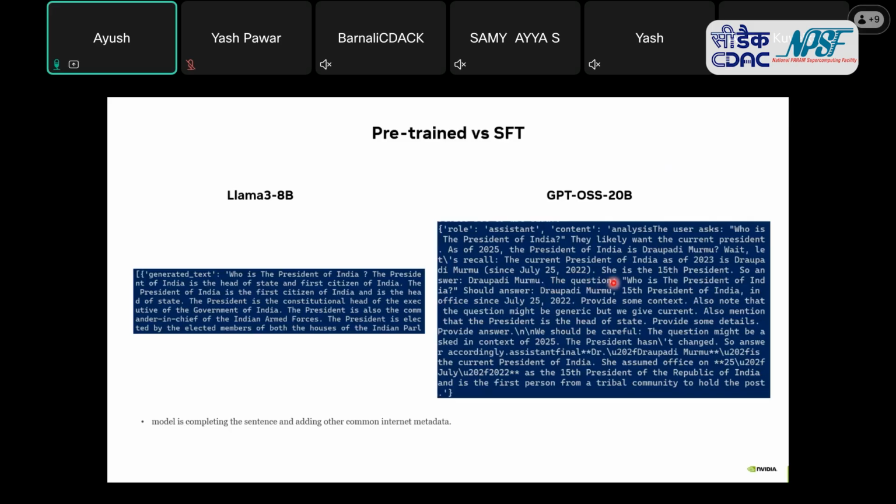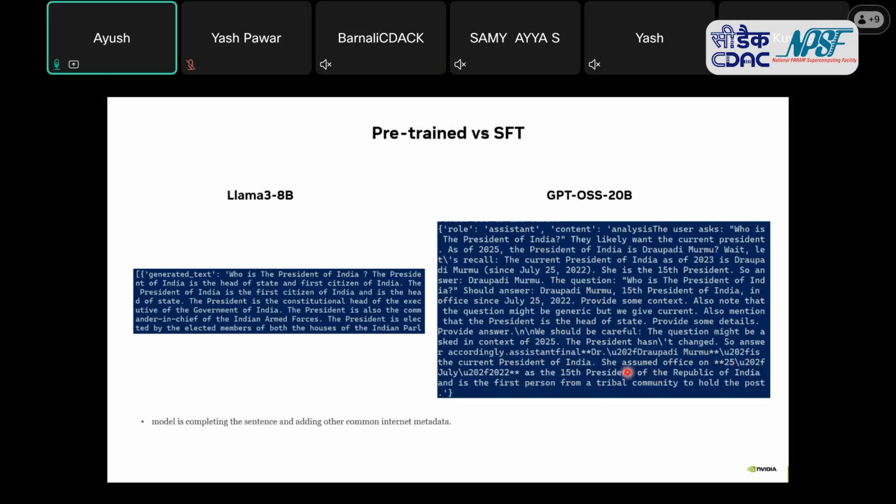So the question is, who is the president of India? Should answer Draupadi Murmu, etc. Provide some details, and at a later point of time, I think it provided me the answer. So answer accordingly, final. So yeah, from here the answer starts. Draupadi Murmu is the current president of India. She assumed office on July 25, 2022.